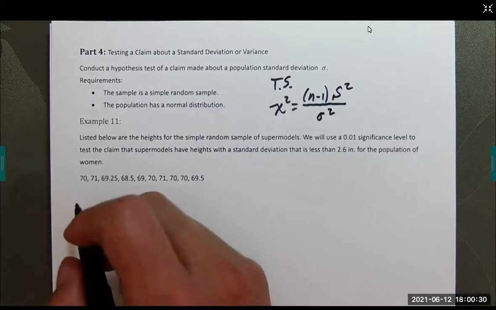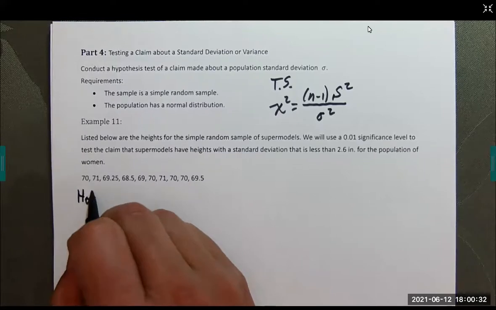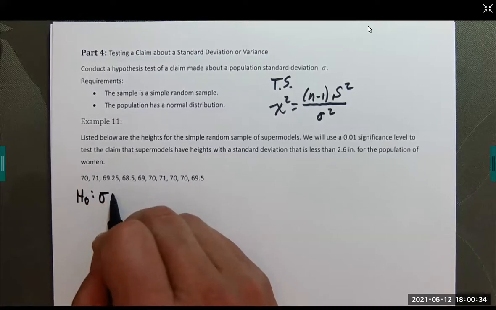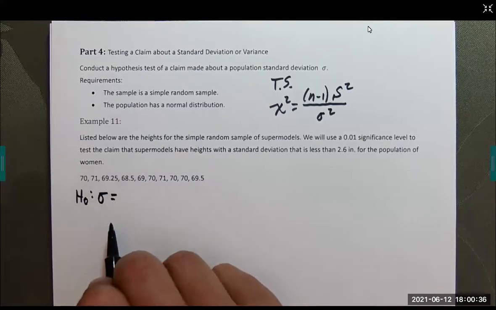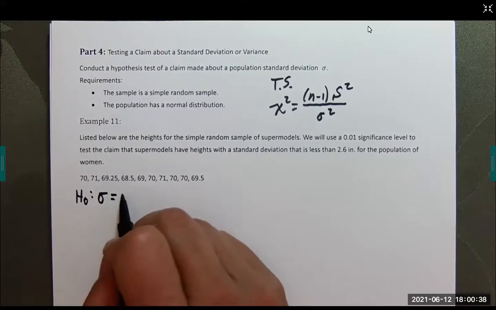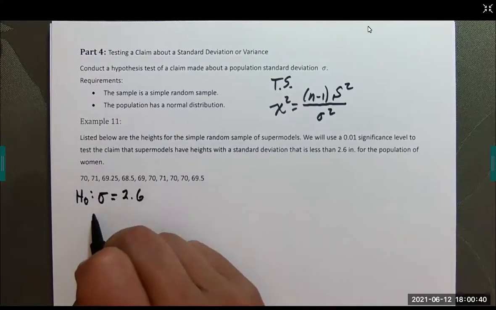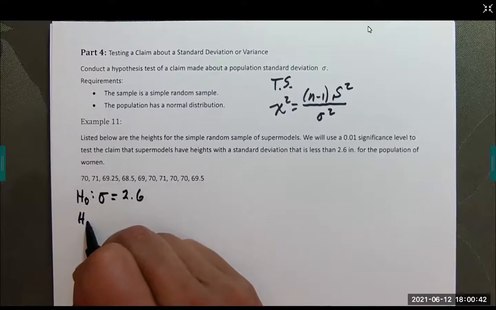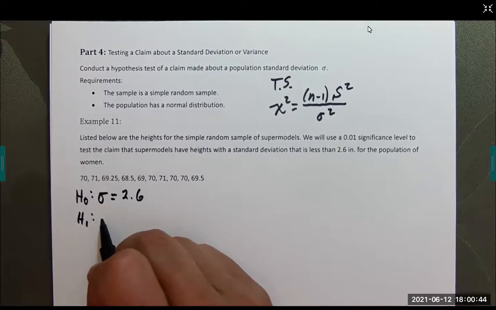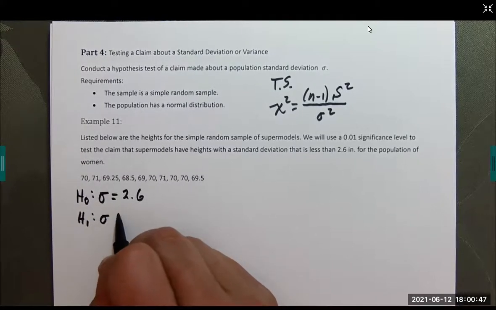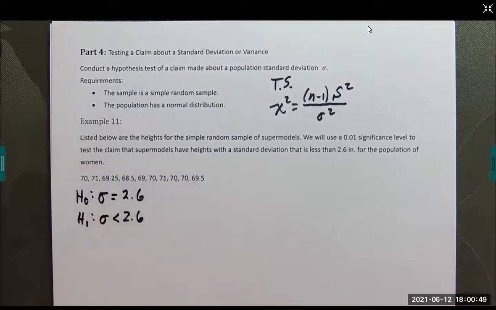Let's start with our null hypothesis. It is that the standard deviation is 2.6. Remember, it's always equals. The alternative is the not equal ones, and they're saying that the standard deviation is less than 2.6. It's going to give us a left tail.